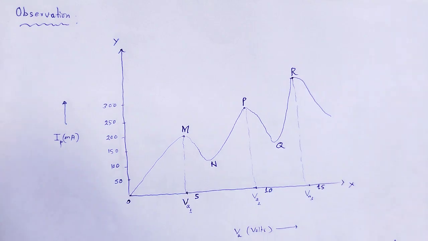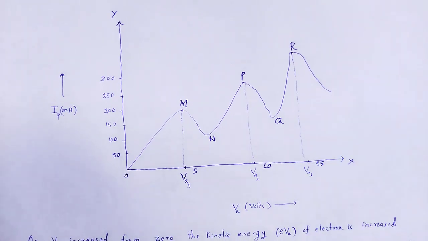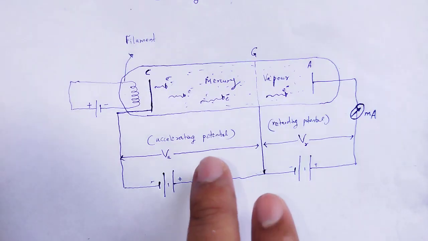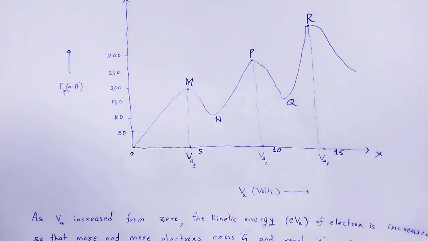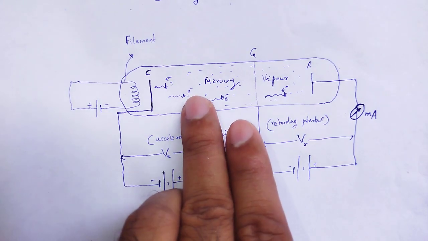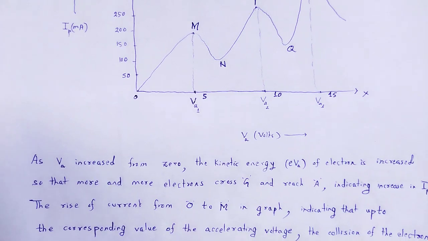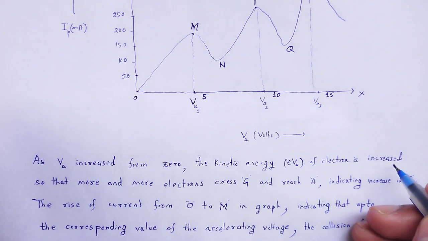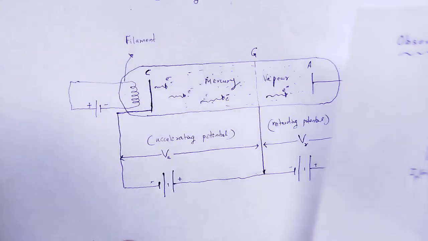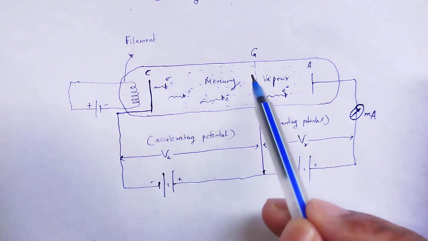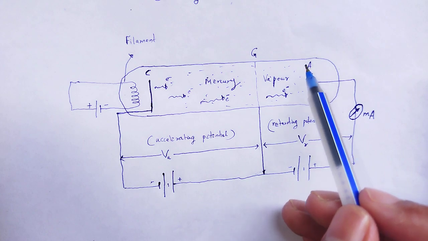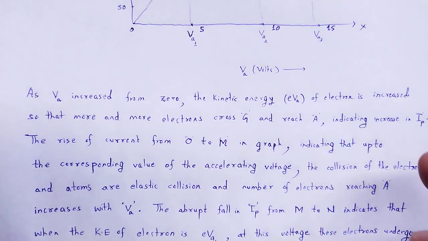What we observe from that experiment as well as from that graph: as V_A increases from 0, the kinetic energy eV_A, the electronic charge times the potential, is the kinetic energy acquired by these electrons. The kinetic energy eV_A of the electrons is increased, so that more and more electrons cross the grid G and reach the anode A, indicating an increase in current I_P.